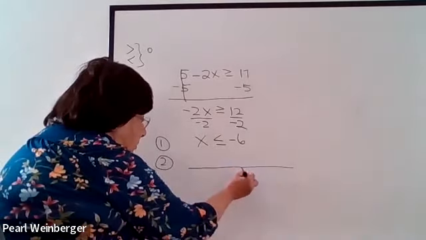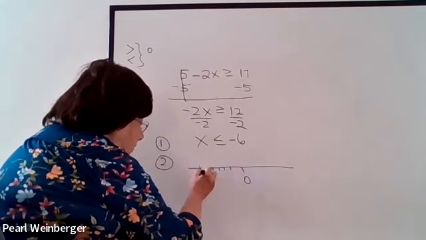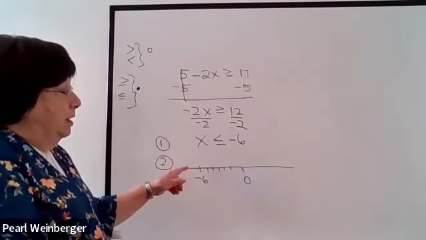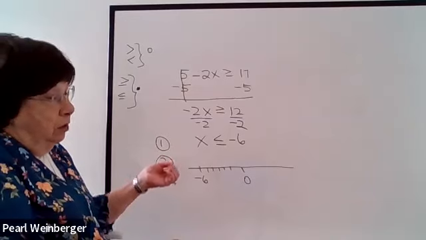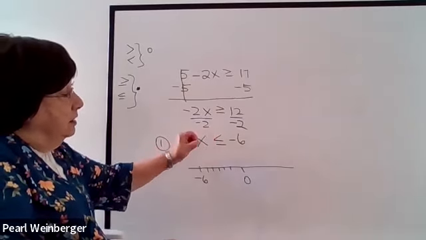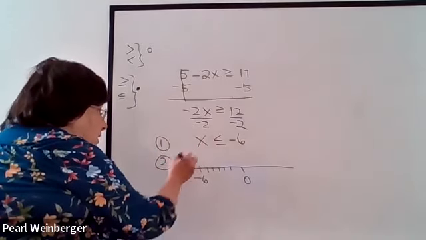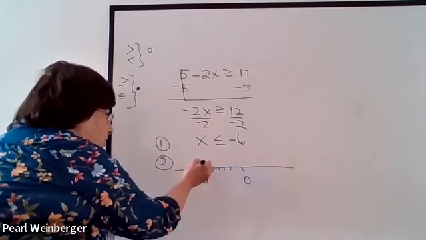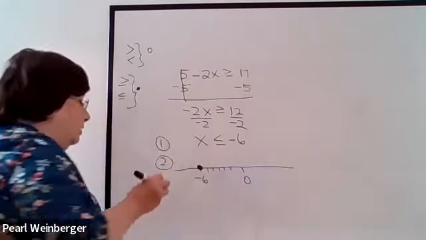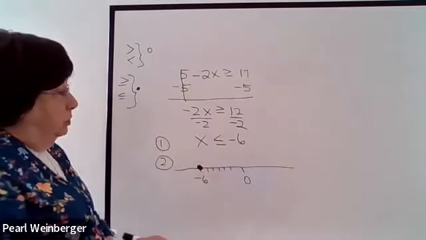Okay, here's our 0. And here's negative 6. So the question is, do I make a filled-in circle or an open circle? Since this says x is less than or equal to negative 6, that extra little line over here means that we must fill in the circle at negative 6. Negative 6 is included in the solution.